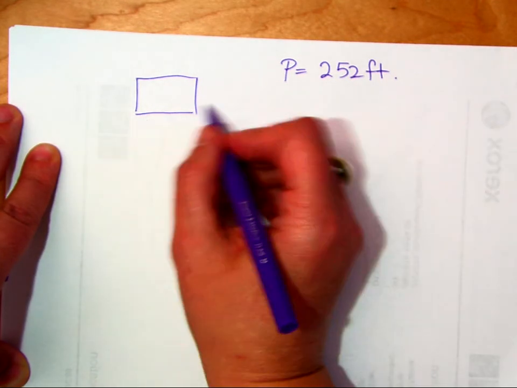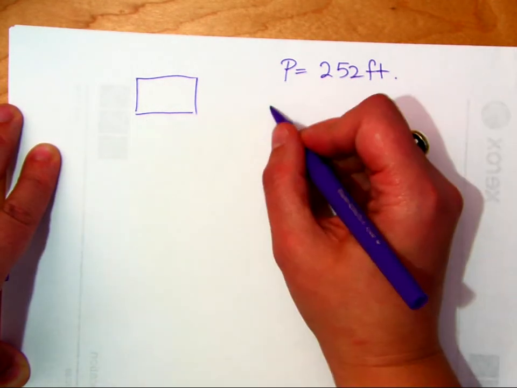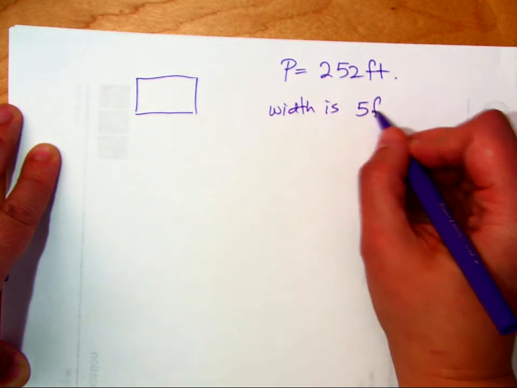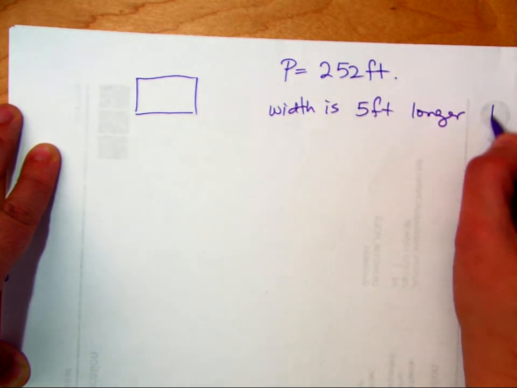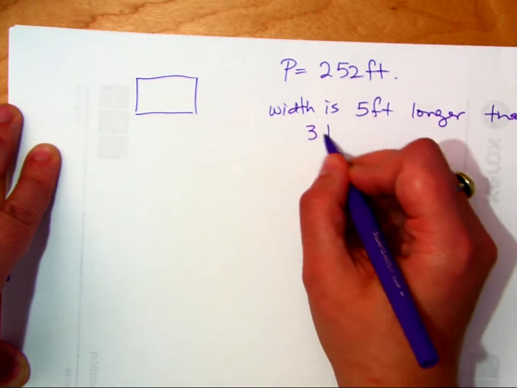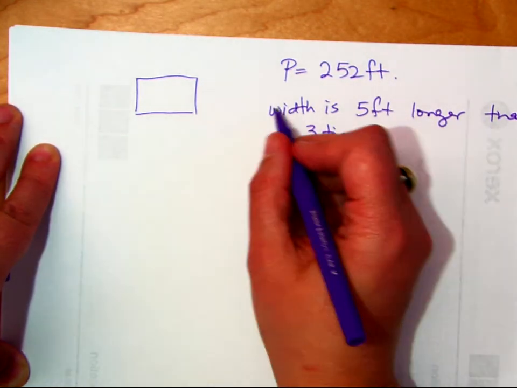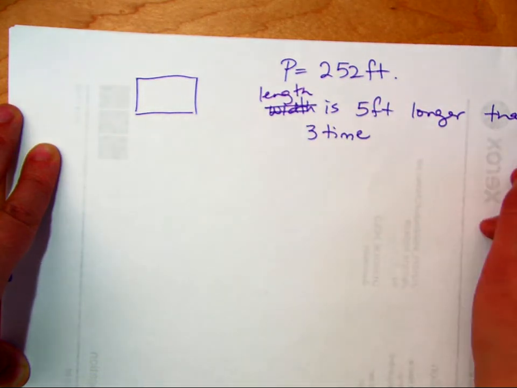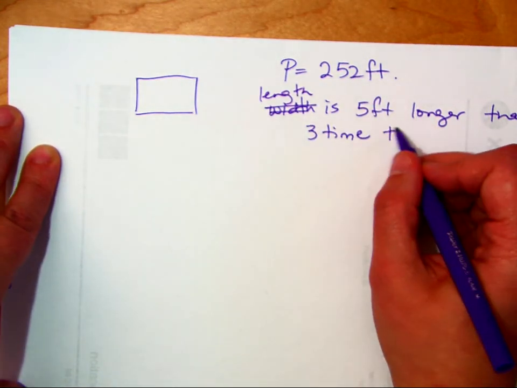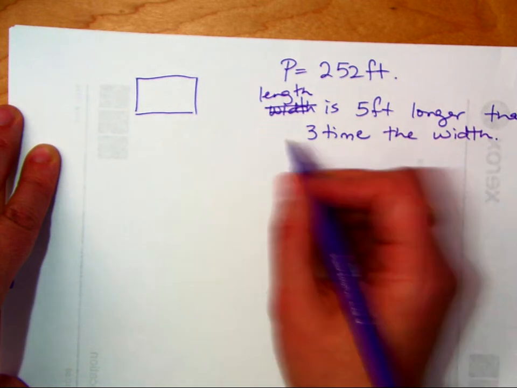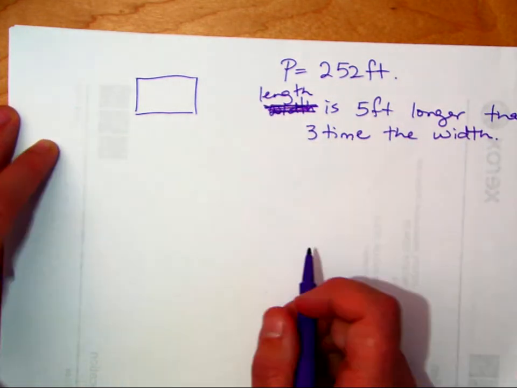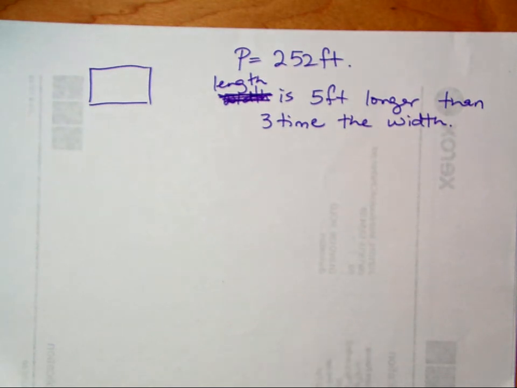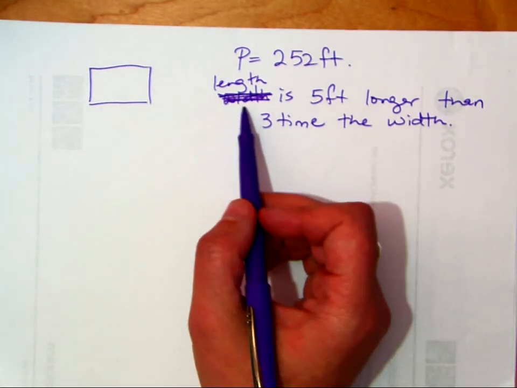They told me that the width is 5 feet longer than the length. The length is 5 feet longer than 3 times the width. And I just changed that from length and width. And I'm just making this up, you guys. This is not written anywhere, but this is very similar to the problems you've seen on web work. I'm saying usually the width is smaller.